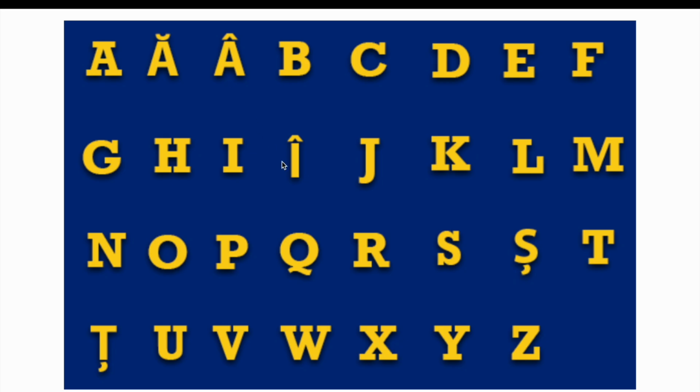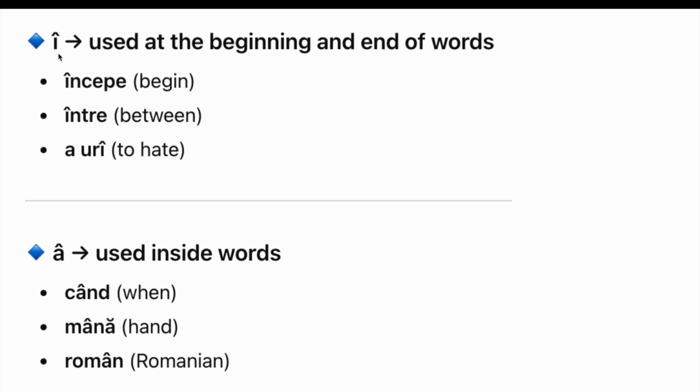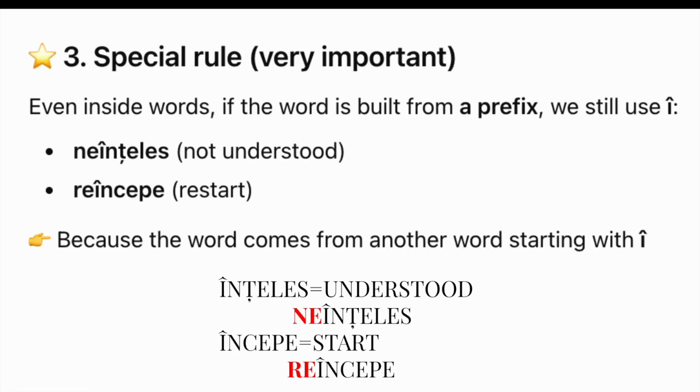The reason is explained here. The first one is used at the beginning or at the end of the words, and we have here some examples. Începe, între, a urî. And the other one is used inside the words. Când, mână, român. There are also some exceptions.